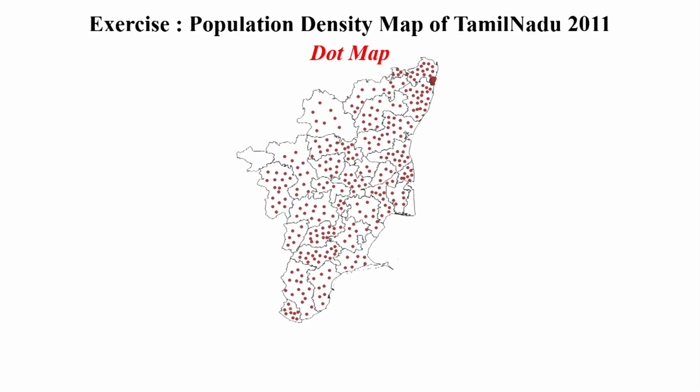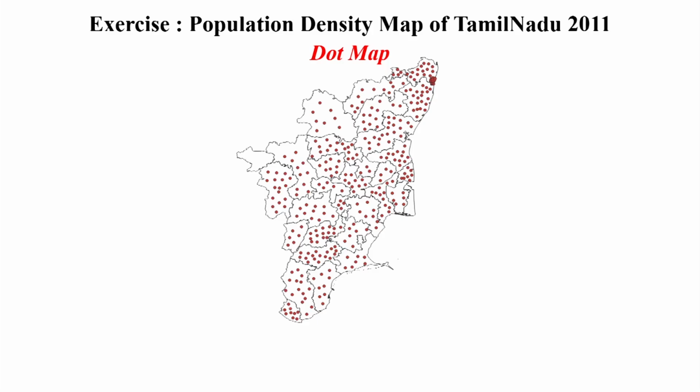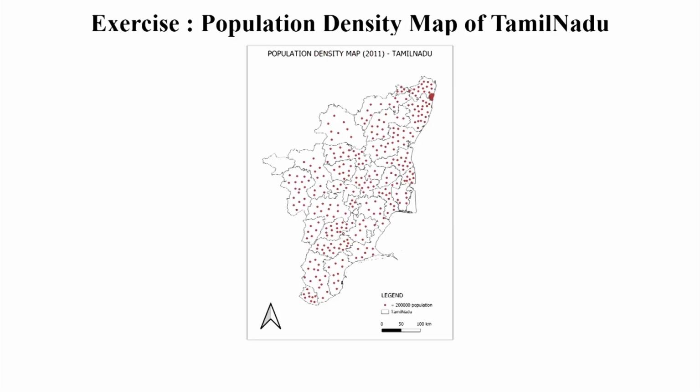After plotting all the points, we will add cartographic elements, mapping elements to it, that is our title, north arrow and legend. Here we have to mention that 1 point equals a certain population. Without this legend our map is meaningless. This legend we have to add. Once we add all the cartographic elements, the map will look something like this. So, this is our final dot map.